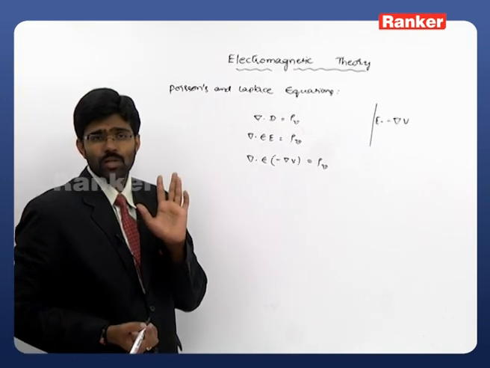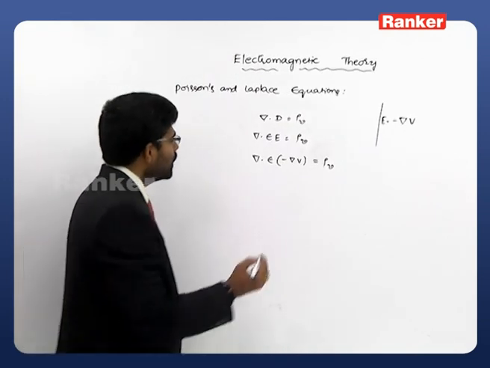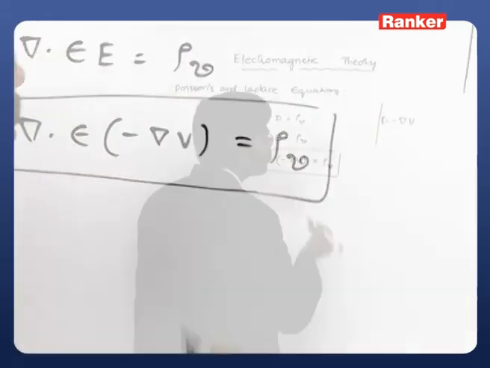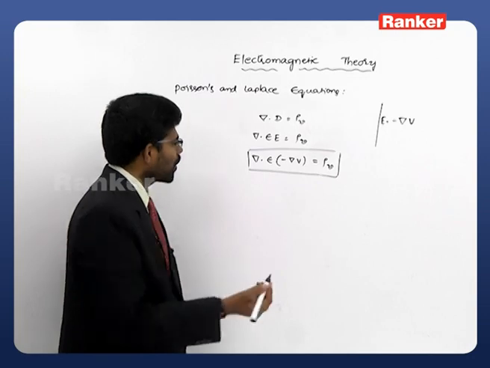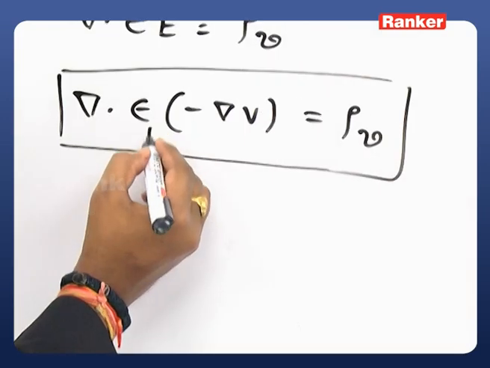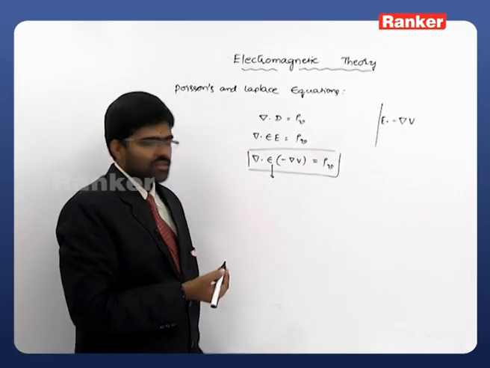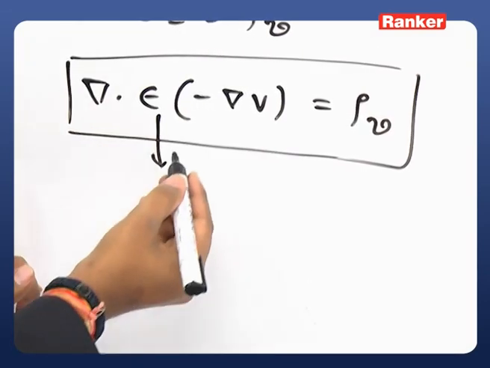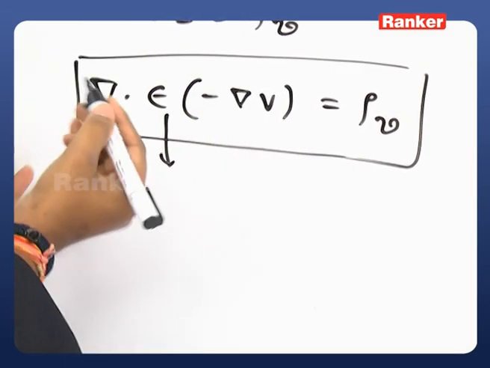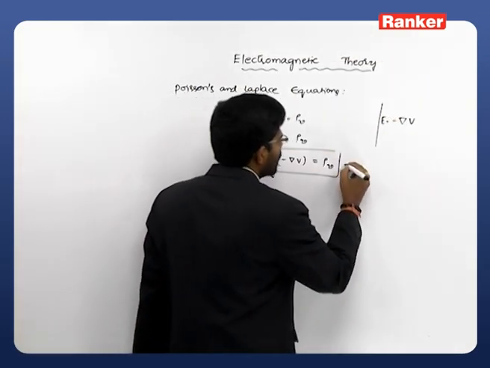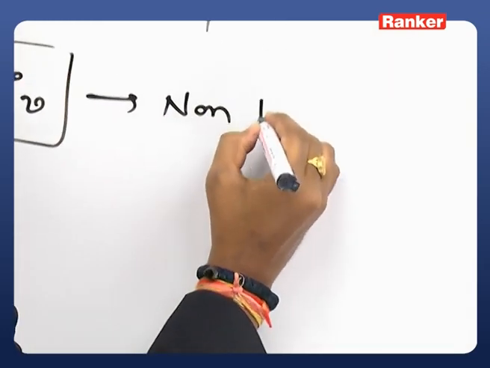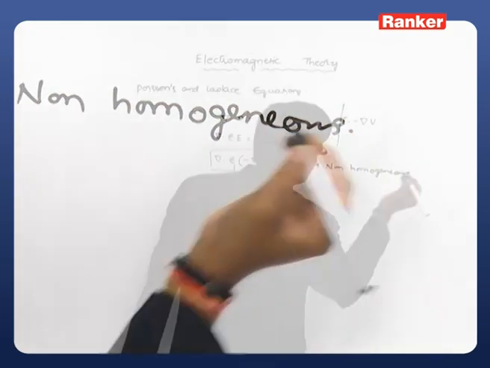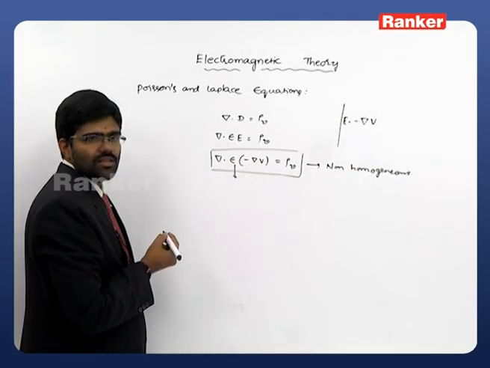This condition is very important that we need to remember. This equation is said to be the Poisson's equation for non-homogeneous medium. Since it is non-homogeneous medium, I am not taking this epsilon out from this del operator. If it is homogeneous medium, we can bring this epsilon out from the del operator. So clearly write down this one as a non-homogeneous medium. And this equation is our Poisson's equation.